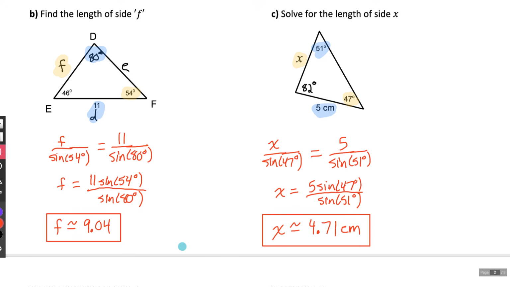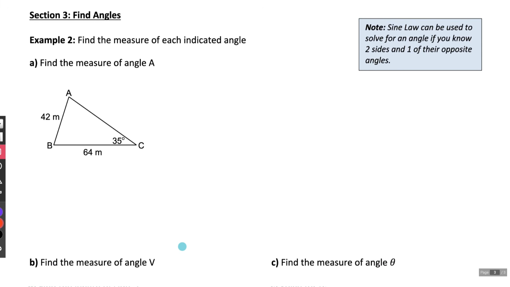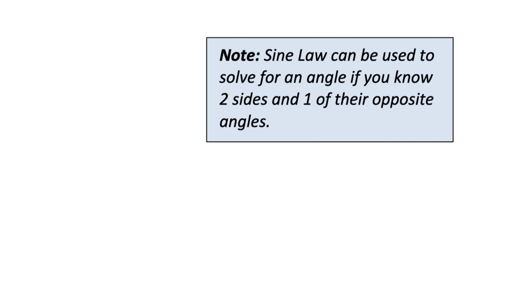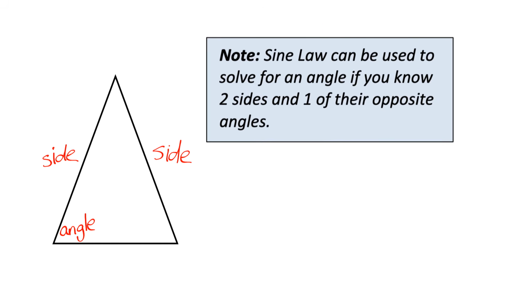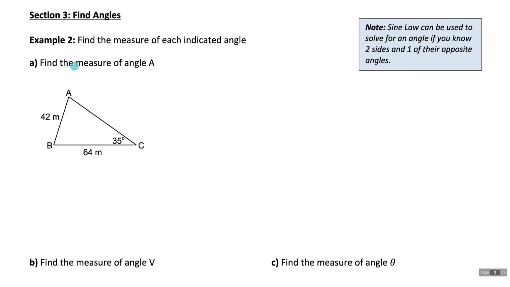All right, that's enough practice solving for a side length using sine law. Let's see how we can solve for an angle using sine law. So if we know two sides in a triangle and an angle opposite from one of the two sides, we can solve for the angle opposite from the other side using sine law. So let's see how that works. Notice in this triangle, it asks us to find the measure of angle A.